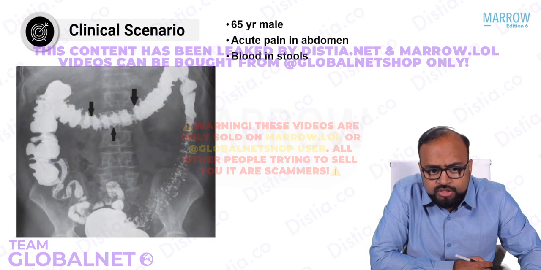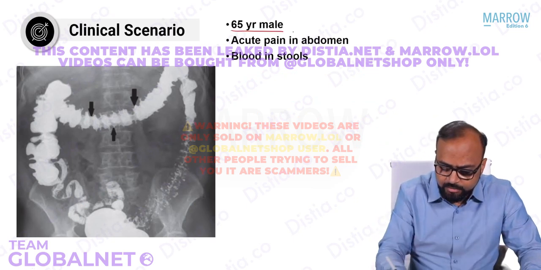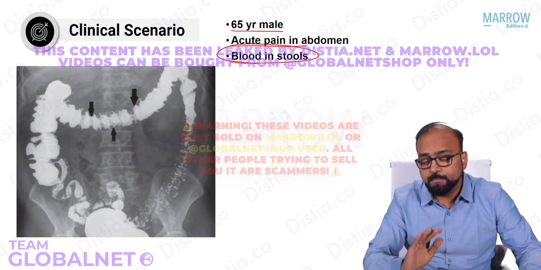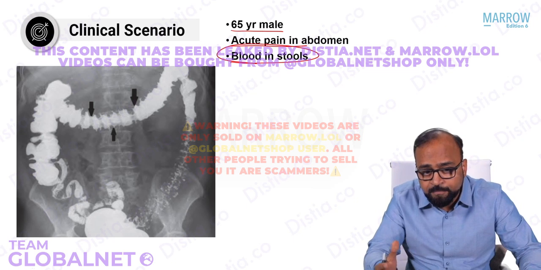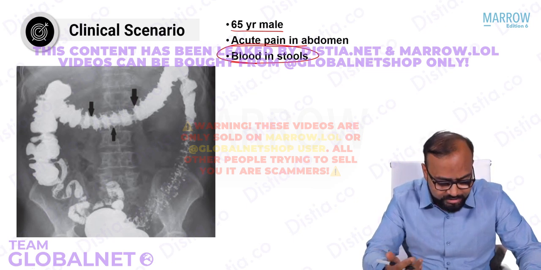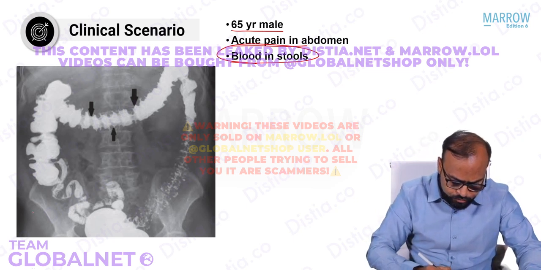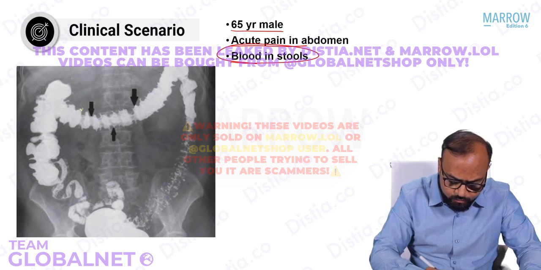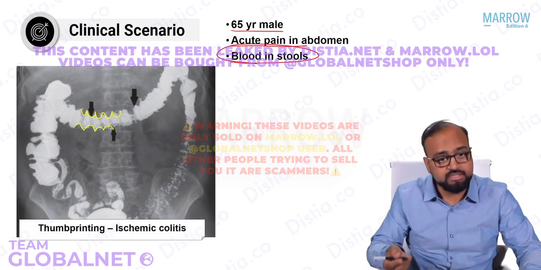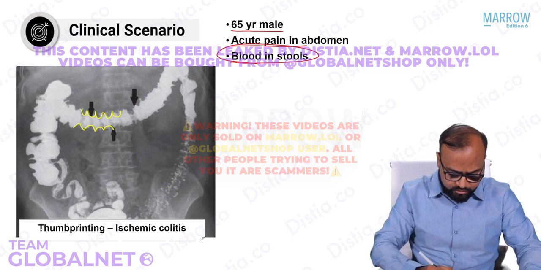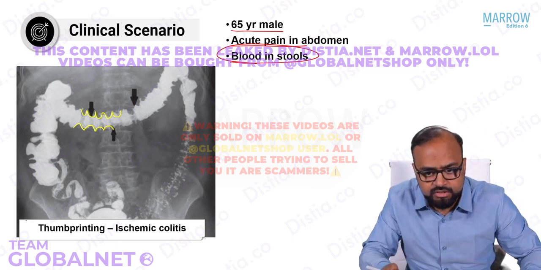Now, this was an elderly male who presented with acute abdominal pain and blood in stools. Acute onset pain and blood in stools usually point towards bowel ischemia, and this gave rise to ischemic colitis. Can you see all these impressions because of the bowel wall edema? See all these thumb-like impressions on the bowel lumen. This sign is called thumbprinting, which is seen in ischemic colitis.